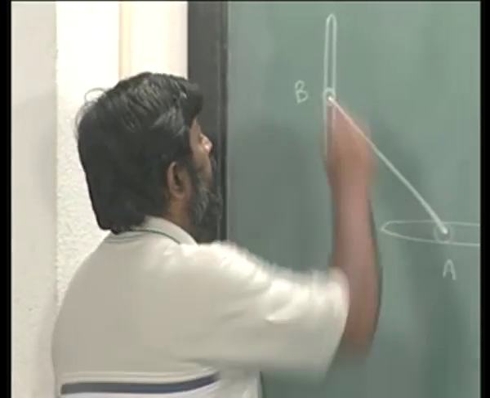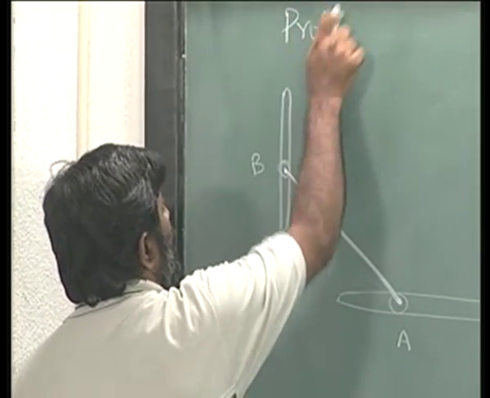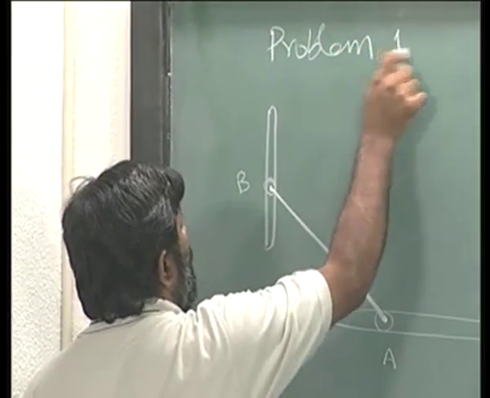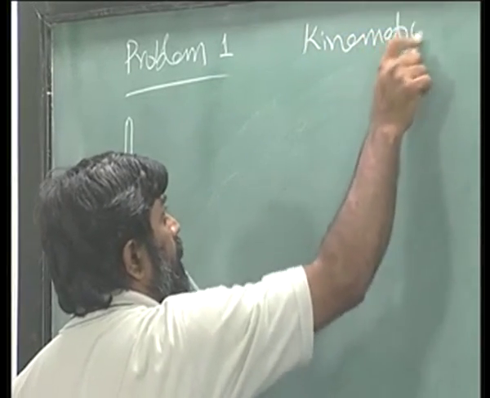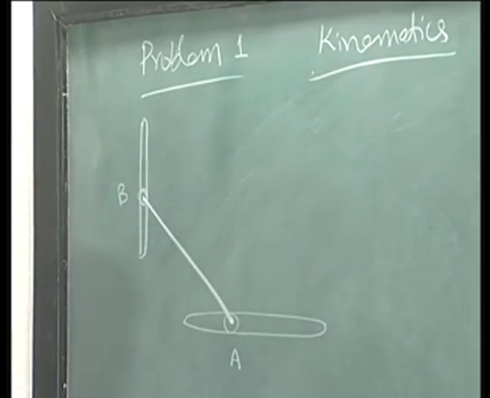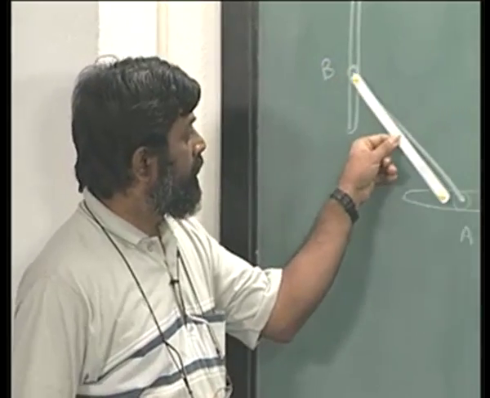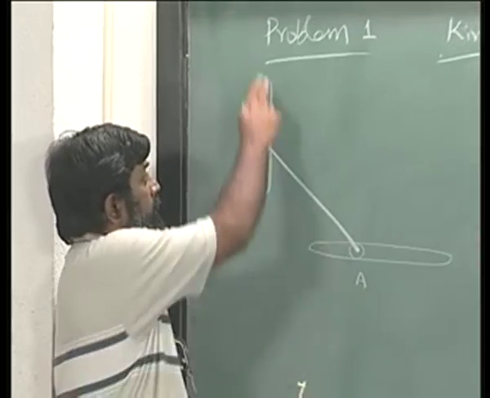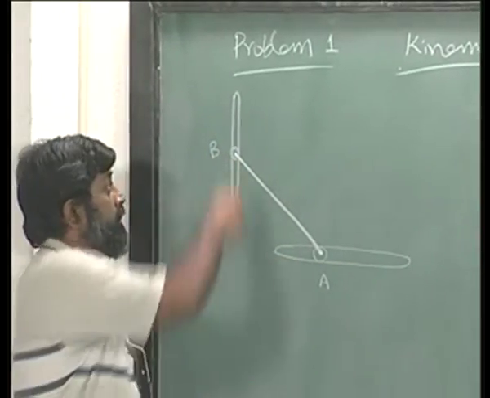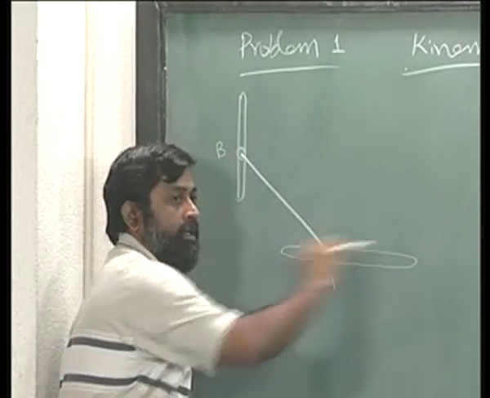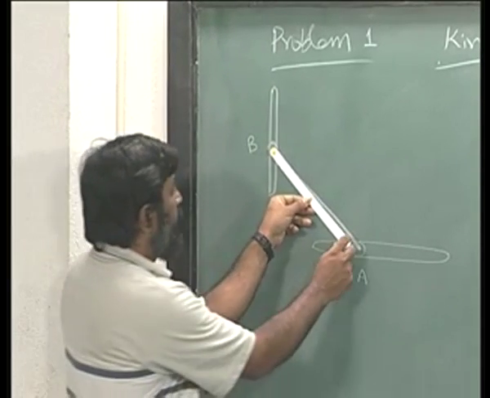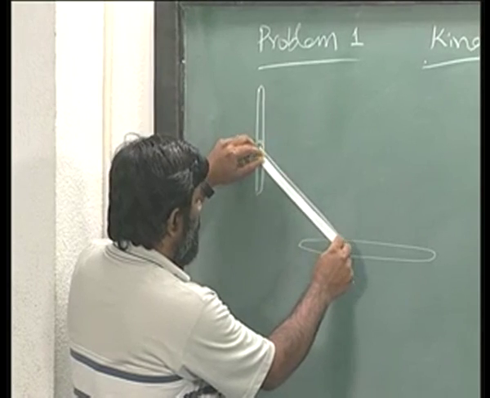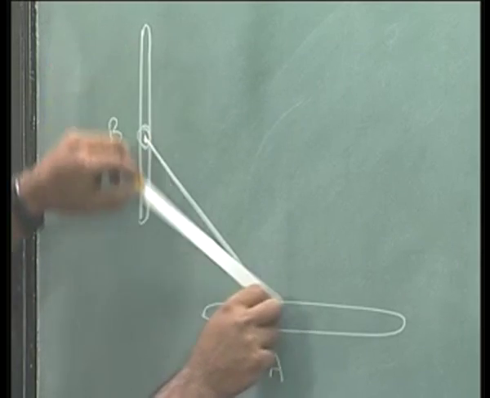Let us solve a problem. This is a simple problem. I have a slot over here and a slot over here. There is a vertical slot and there is a horizontal slot, and there is one mechanism like this moving. As this moves, this comes like this.